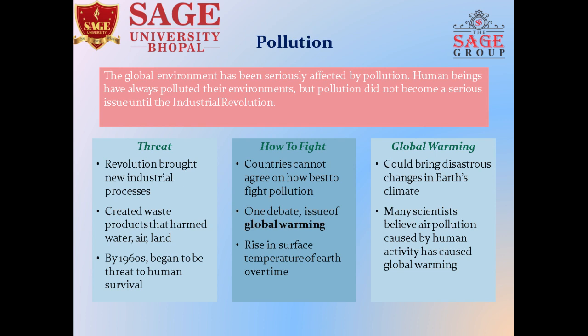Pollution. Pollution is a big issue. The global environment has been seriously affected by pollution. Human beings have always polluted their environment, but pollution did not become a serious issue until the Industrial Revolution. The Industrial Revolution damaged and affected the environment more. What are the threats? The revolution brought new industrial processes and created waste products that harm water, air, and rain. By the 1960s, they began to threaten human survival.